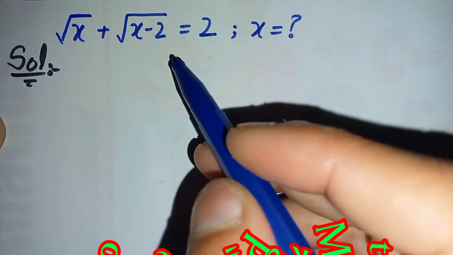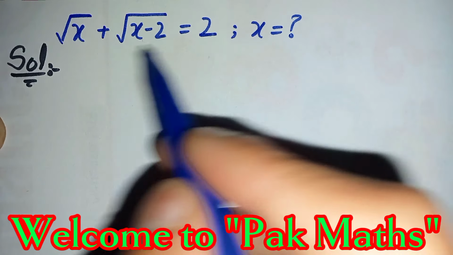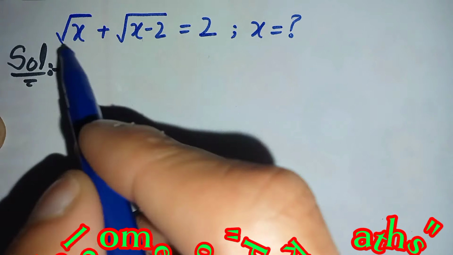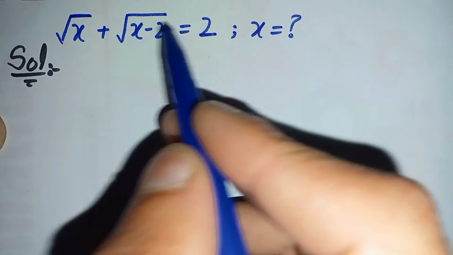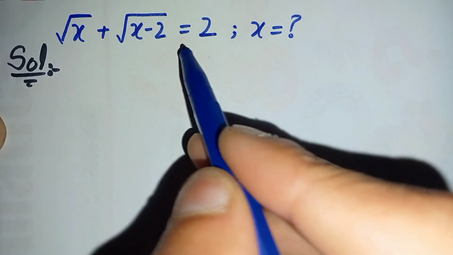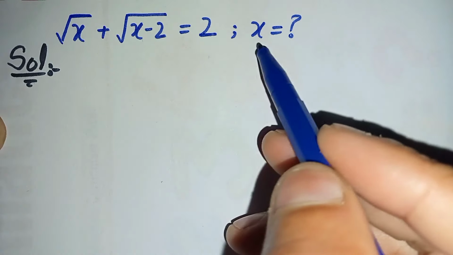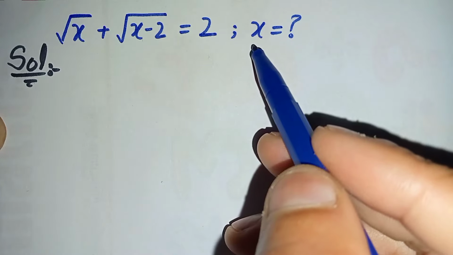Hello, you are welcome. How to solve this nice square root math problem, that is square root of x plus square root of x minus 2 is equal to 2. So here we will try to find the value of x.